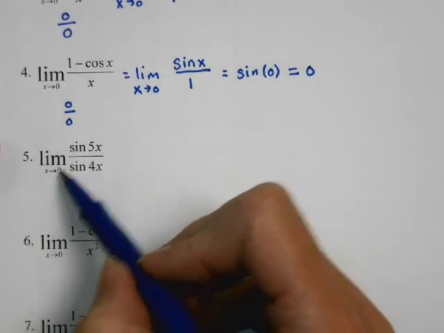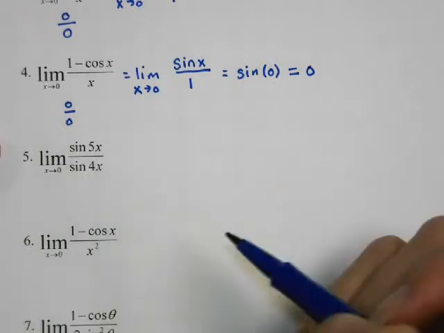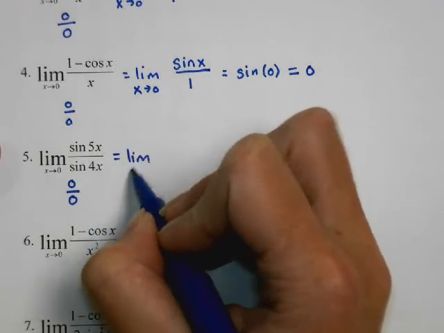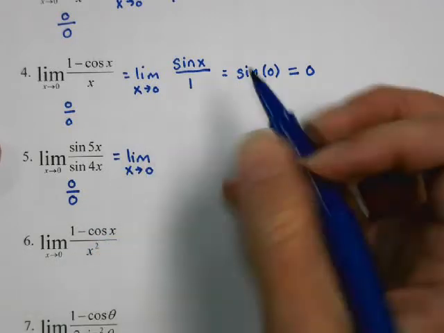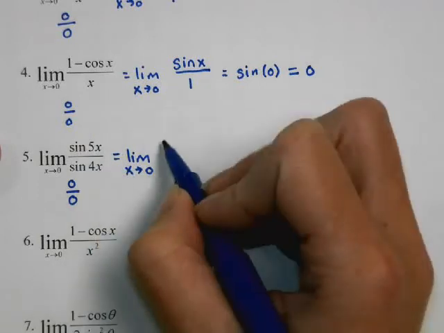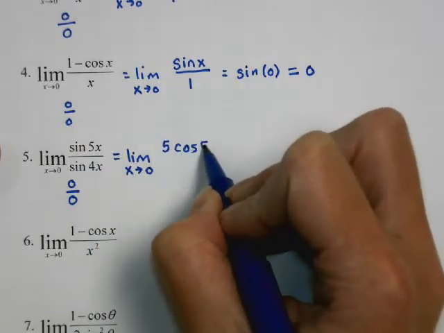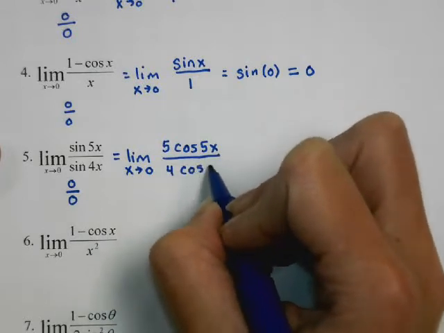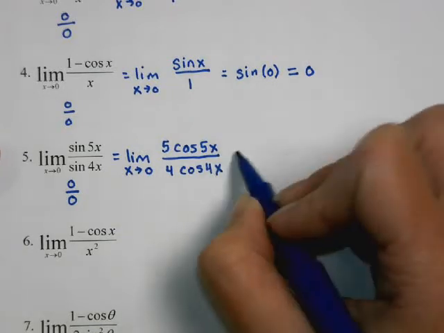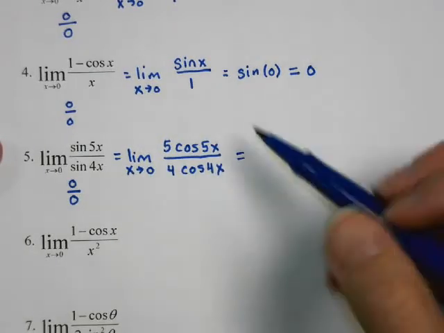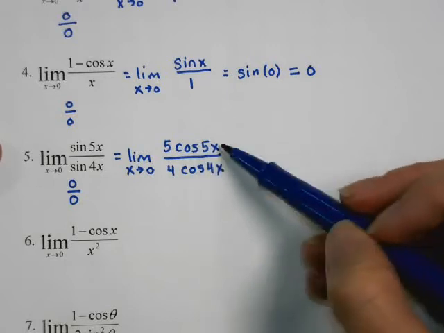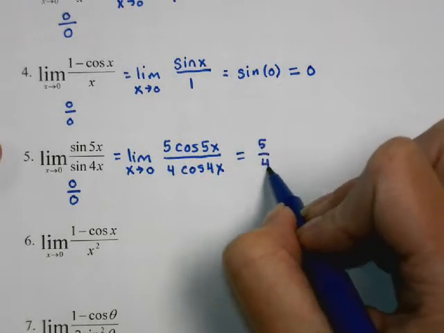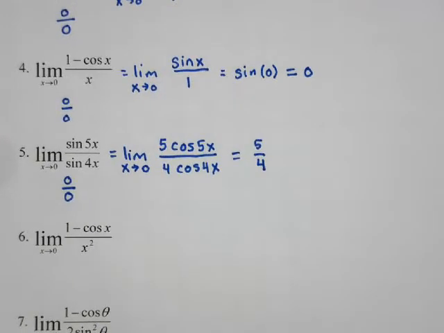All right, this next one, if I plug in 0, we're going to have sine of 0 over sine of 0, which is 0 over 0. So now I'm going to take the derivative. So this is going to be 5 cosine 5x over 4 cosine 4x. Evaluated at 0, cosine of 0 is going to be 1. So this is going to be 1, this is going to be 1, so this is just going to be 5 over 4.